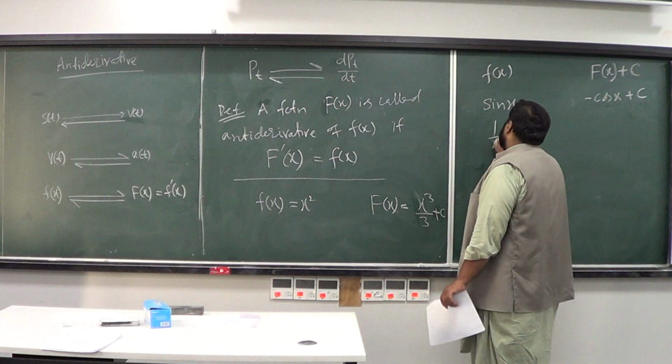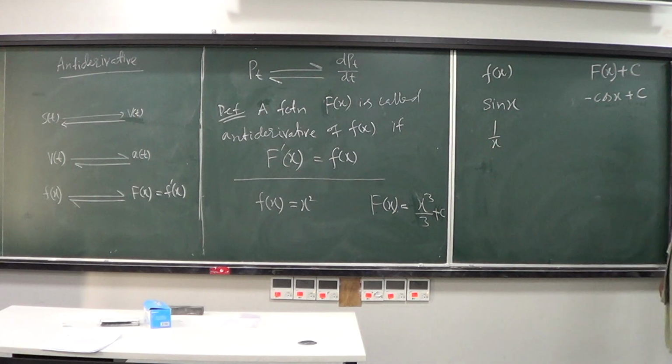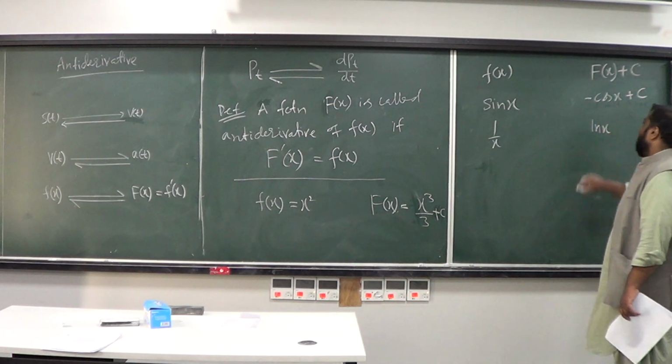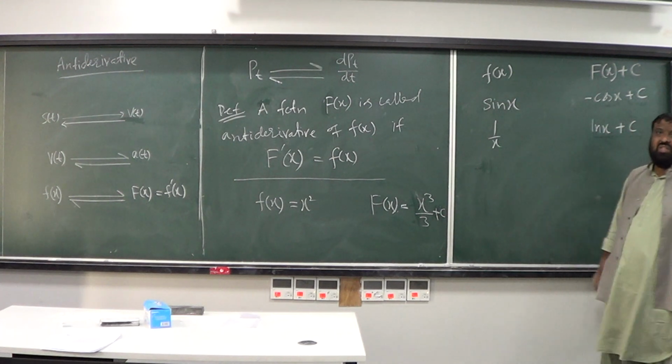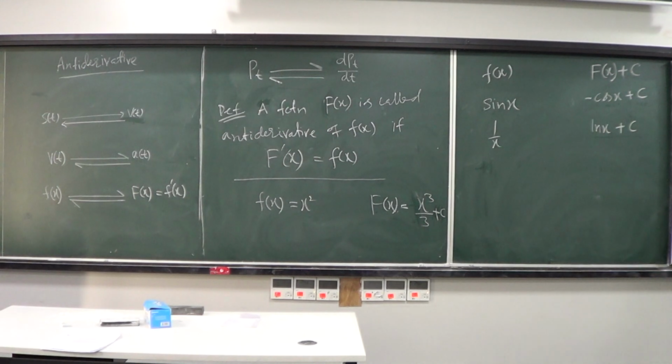How about if I give you a function, say 1 over x? In other words, give me a function whose derivative is 1 over x. So what would be your guess? I hope you guessed it correctly that it is going to be log x plus this arbitrary constant c, no matter what value of constant you choose. So log x plus c is the family of curves which is the antiderivative of 1 over x, because if you differentiate it, you're going to get 1 over x.